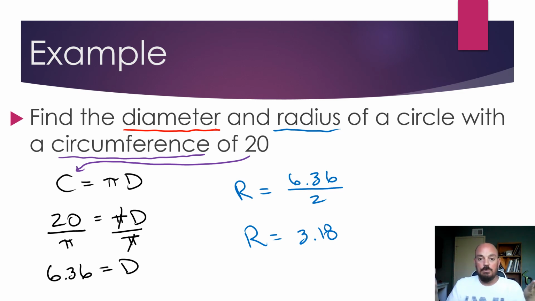So there's our answer, rounded off. We said if the circumference is 20, the distance around a circle is 20, the diameter of that circle is about 6.36, and the radius is half that, so it's about 3.18.